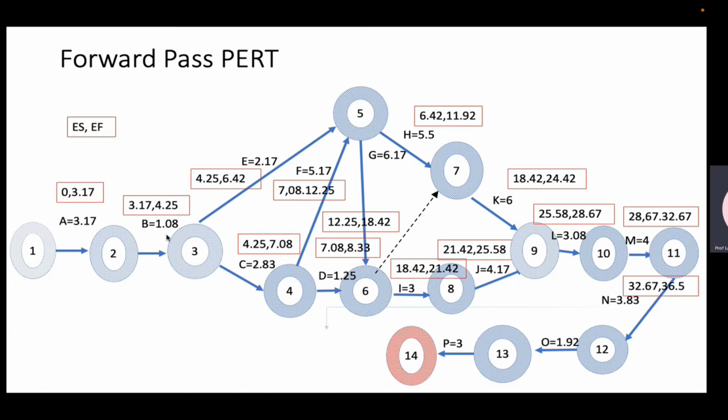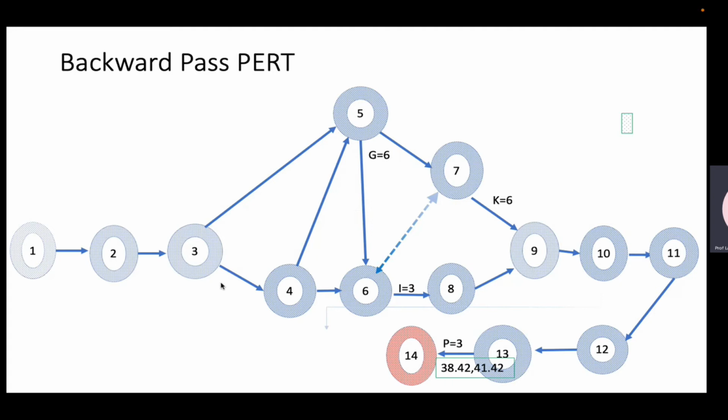So this is how we get the project. It's the same way, so I'm not repeating. This project will finish in 41.42 weeks. According to that, we thought it will finish in 38 weeks. Now, because we took the variations in the durations and the uncertainty into consideration, the duration is increased to 41.42. Now we finish the forward pass. We'll now do the backward pass.